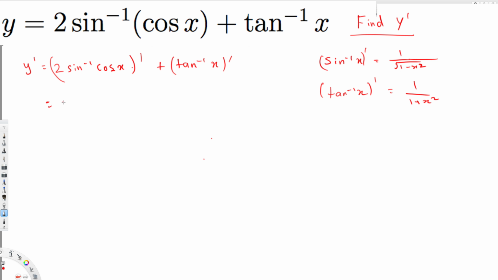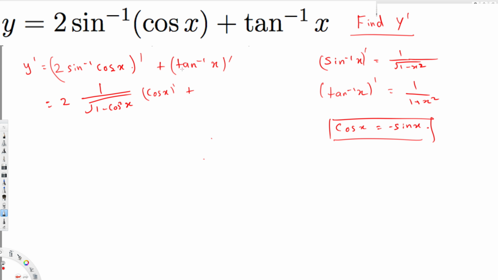Since we have 2 sine inverse cos x, as I mentioned, the derivative of sine inverse x is 1 over the square root of 1 minus x square. So instead of x, we have cos x here. Therefore, I have to replace the x with cos x. So it's going to be 2 times 1 over the square root of 1 minus cos square x. Then we have to find the inside derivative, cos x. Also we have to remember the derivative of cos x is equal to minus sin x, and that's all we have to remember.